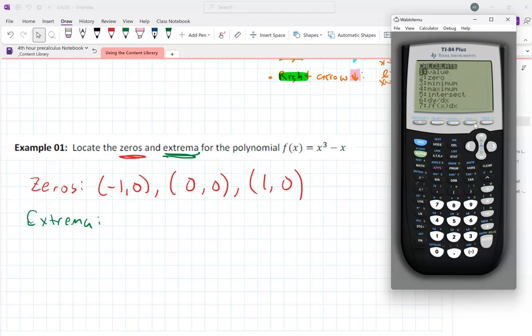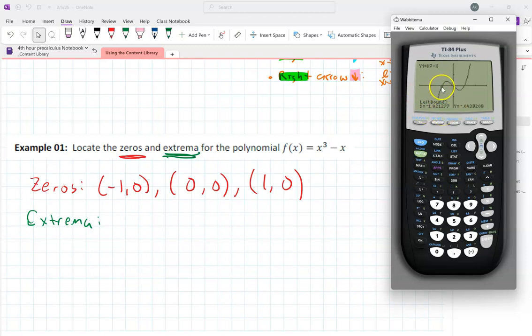Which of the commands here sounds like the one I want if I'm looking for a local maximum? The maximum command. It's going to ask us the same three questions: left bound, right bound, and guess.